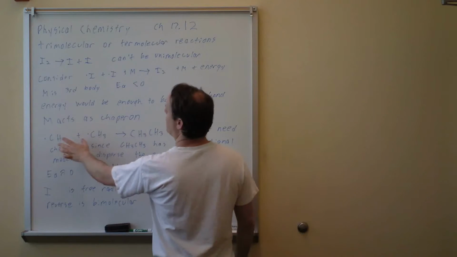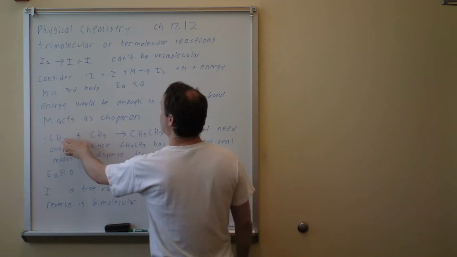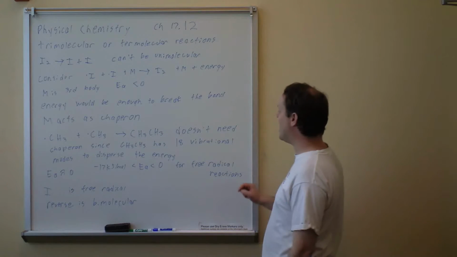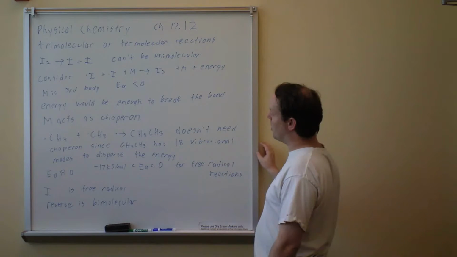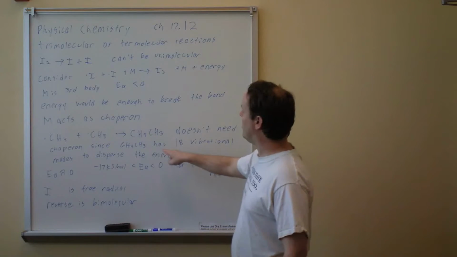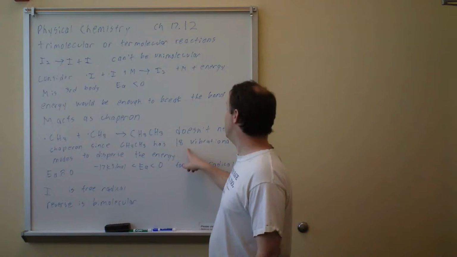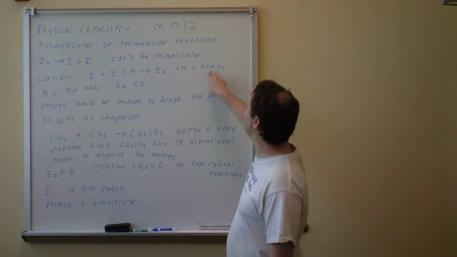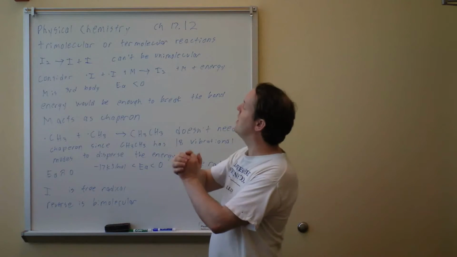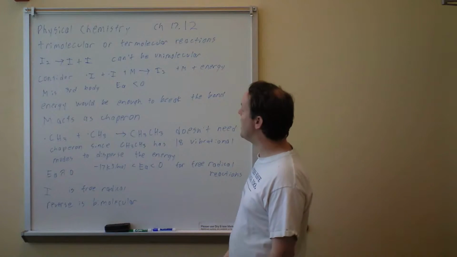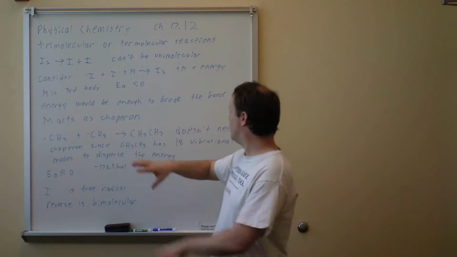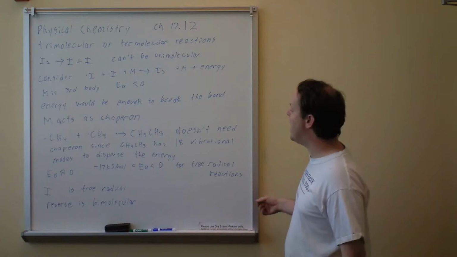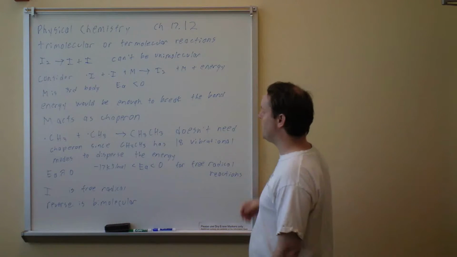Now, for comparison, if we had the CH3 radical, two of those coming together would make C2H6, ethane. Now this doesn't need a chaperone, and the reason is that this is a much larger molecule. It's got 18 vibrational modes to disperse all that energy. Think about it. With iodine, all this energy is going to be concentrated in the bond between the two iodine atoms, but here all that energy can be dispersed throughout the whole 8 atoms. So the energy gets spread out and it doesn't cause any problems.